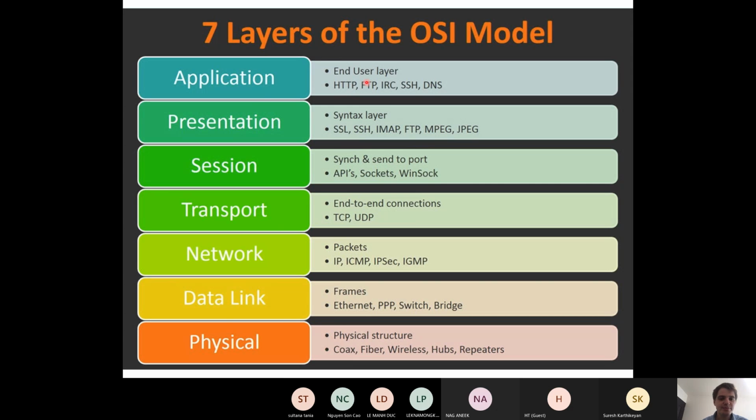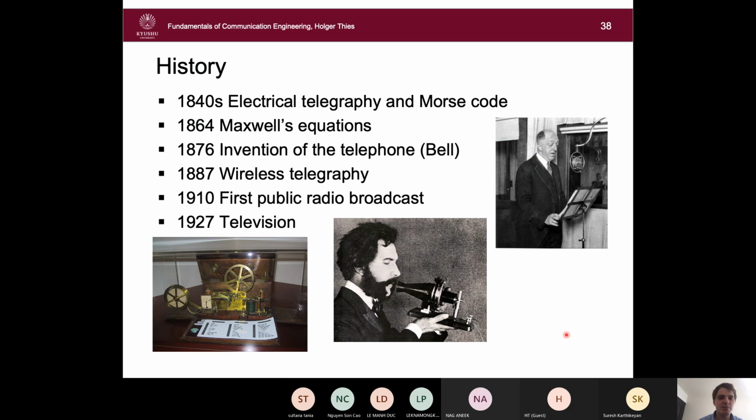And so we will see each of these layers in more detail in later lectures. So today is just an introduction of this model. Okay, so the final part of this lecture will just be a short overview over the history of communication. But before that, are there any questions about the content of today's lecture so far? Okay, if not, then I will tell you a little bit about the history of communication.